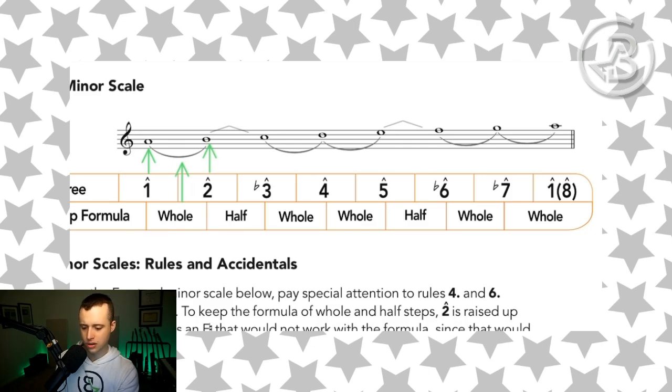Now here's where it changes. Scale degree 2 to scale degree 3, there's actually a half step in between them. Scale degree 3 to scale degree 4, there is a whole step. Scale degree 4 to scale degree 5, there is a whole step. Scale degree 5 to scale degree 6, there is a half step. Scale degree 6 to scale degree 7, there is a whole step. And between scale degree 1 and scale degree 8, there is a whole step.